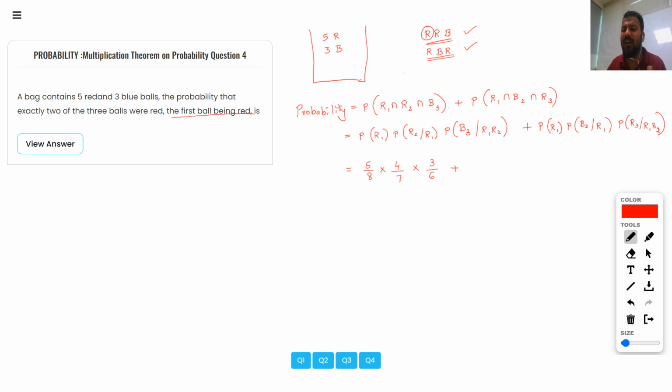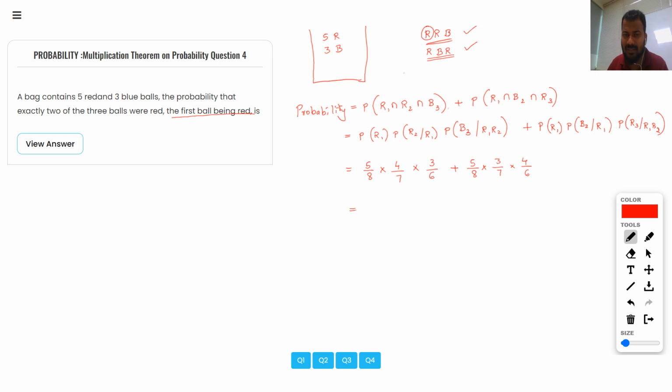Plus probability of R1 once again, which is going to be 5 over 8 times probability of the second one being blue given R1 is already taken. If I remove R1, left out is 4 red with 3 blues. So I can take it as total is 7 with the blue being 3. I can take it as 3 over 7 times, 1 red and 1 blue are taken. So 4 red and 2 blues are left out. Out of 6, I have to select 1 red. So it is going to be 4 over 6.